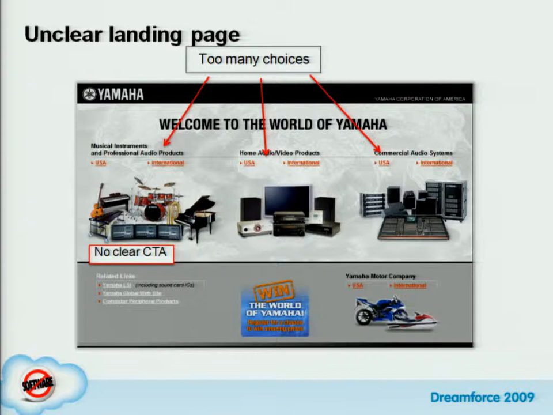There's lots of different choices. If someone is coming to this web page off of paid search, why are you sending them to a page with 5 or 6 different options? If someone's doing a search for Yamaha pianos, this is the wrong page to send them to.